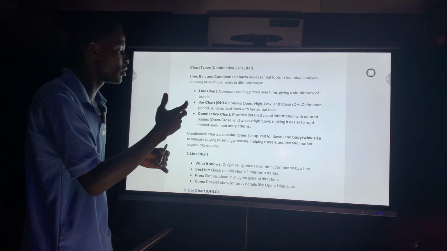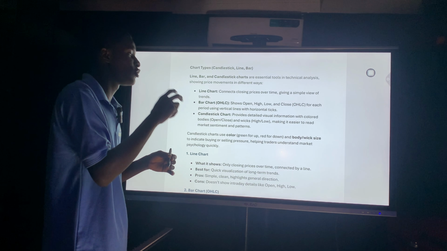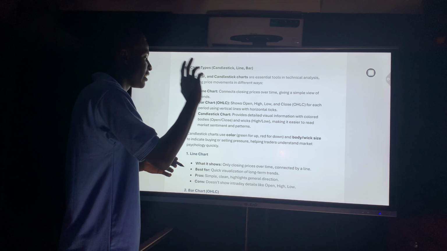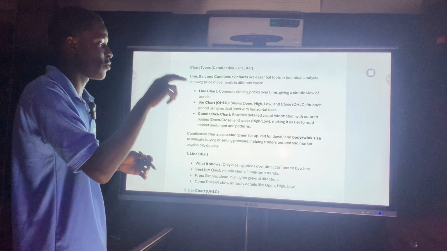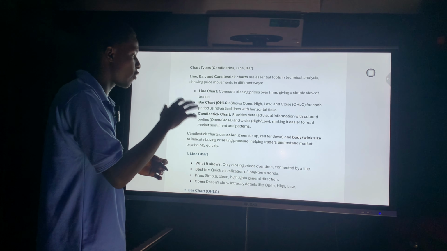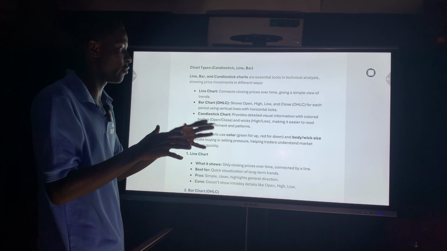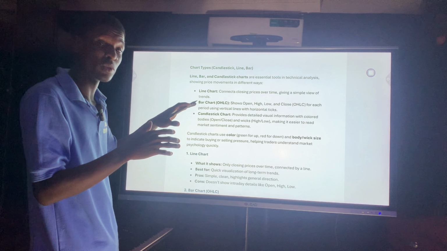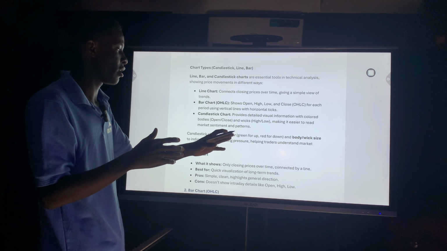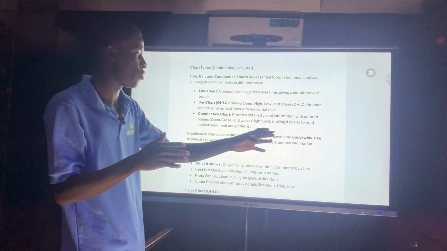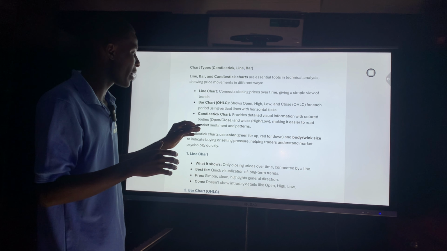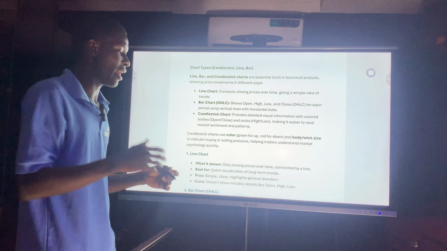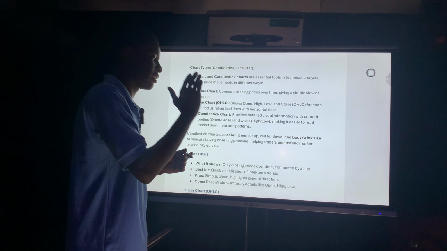The bar chart, which is also known as OHLC, shows open, high, low and close for each period using vertical lines with horizontal ticks. Candlestick charts provide detailed visual information with colored bodies, open and close, and wicks, high and low, making it easier to read market sentiment and patterns. Candlestick charts use color, green for up and red for down.